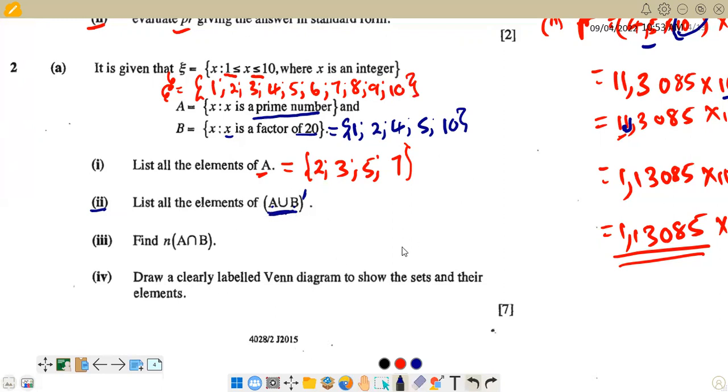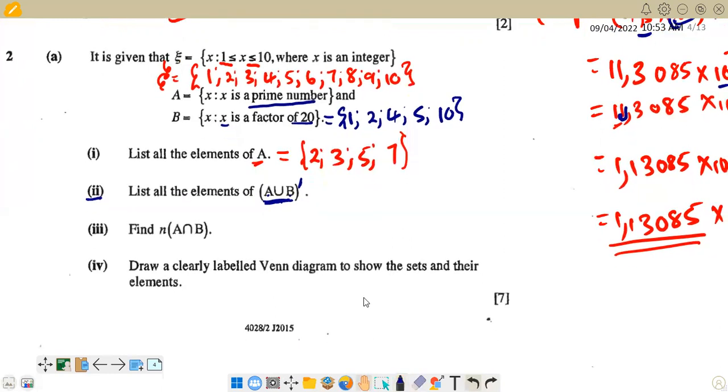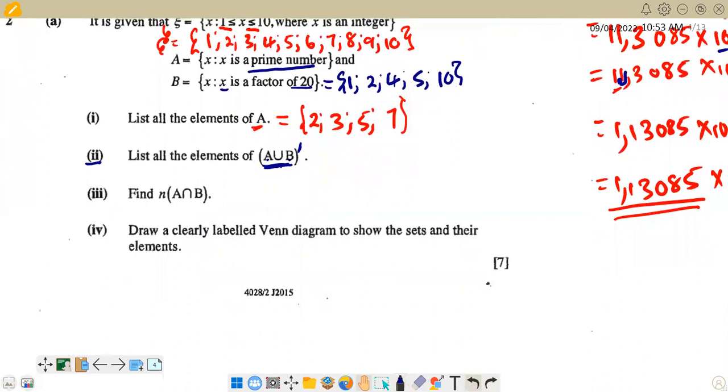We are going to first find our A union B, because we need a set which is not part of A and B. So for us to do that, let us first find our A union B first. A union B is equivalent to, remember union, you combine. So you're combining what is in A and what is in B. So we've got 1 here, just combine everything. So that is our set.